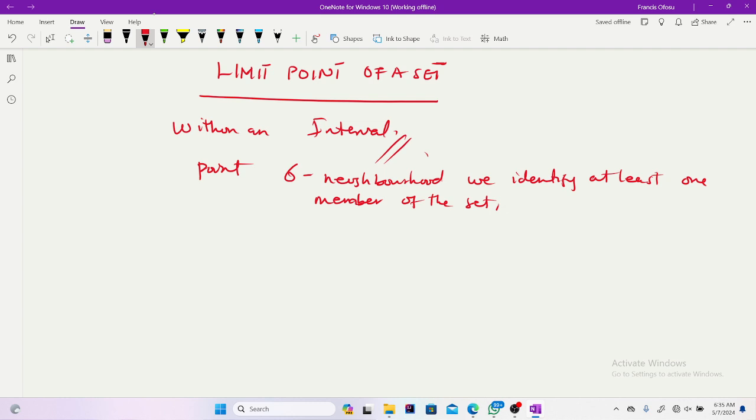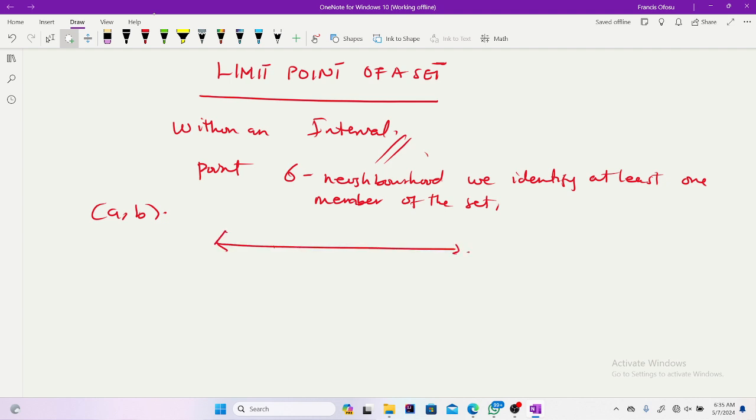So a limit point is simply that if I have any interval, say AB, and I choose randomly a point from this AB, if I find a delta neighborhood around it, I should get at least one of the other members within that interval. Otherwise, it's an isolated point. Okay, so let's see.